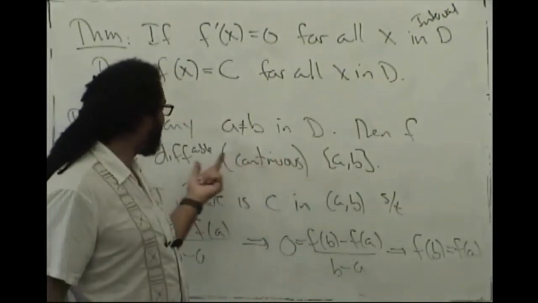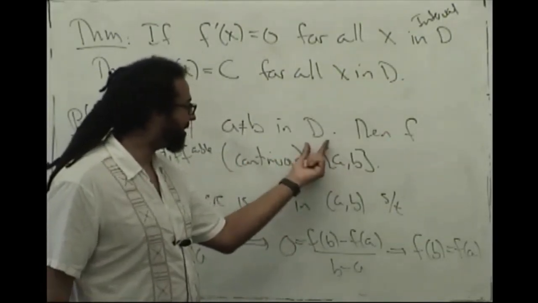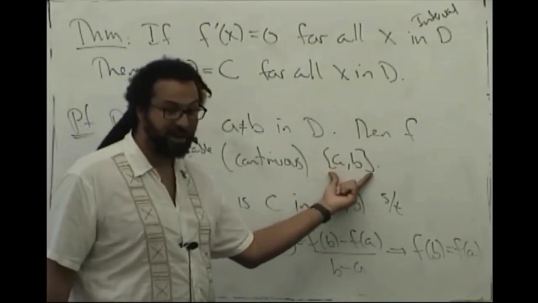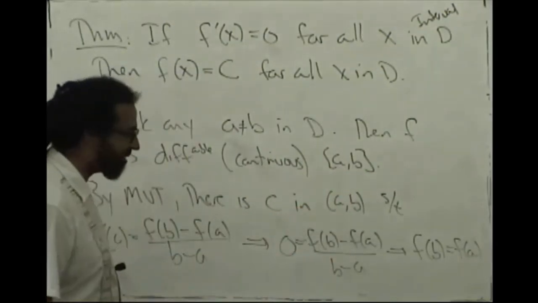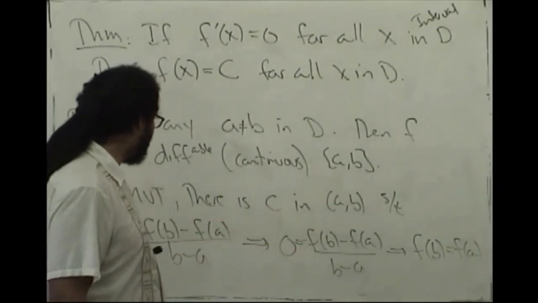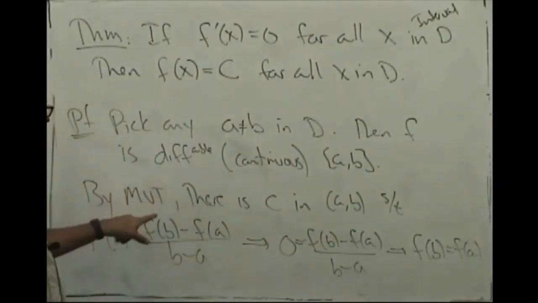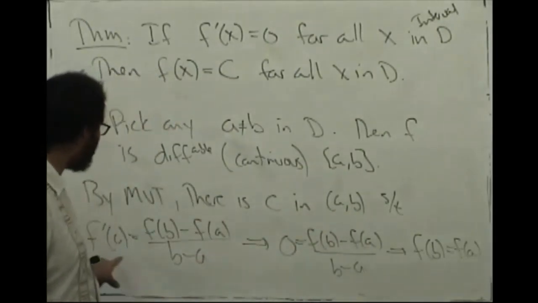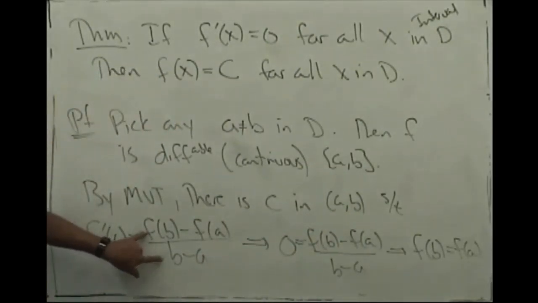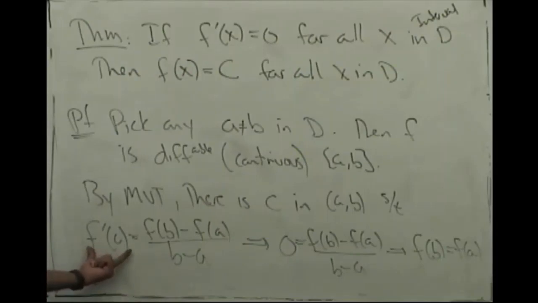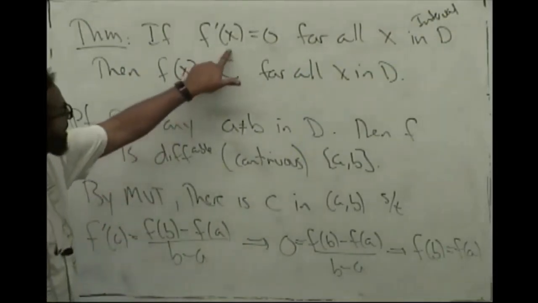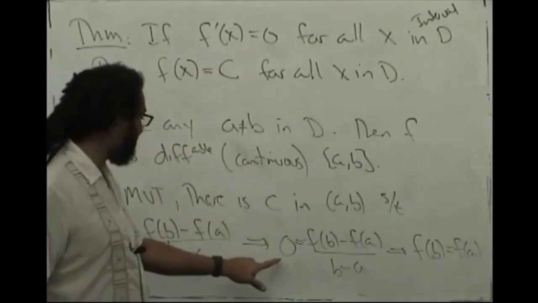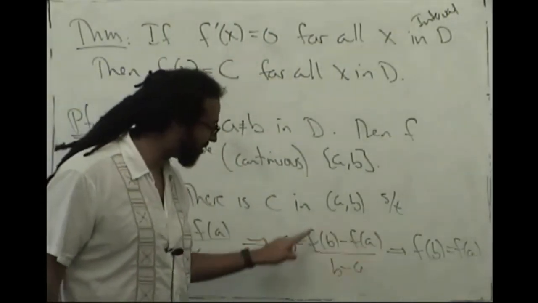So F is differentiable everywhere on D, and so it's differentiable everywhere on A to B. And it's continuous then everywhere on A to B. So the mean value theorem applies to F. So there is some number C in the interval from A to B such that F prime of C is equal to F of B minus F of A over B minus A. But what is F prime of C? We know it's 0, right? So I know that 0 is equal to this fraction.